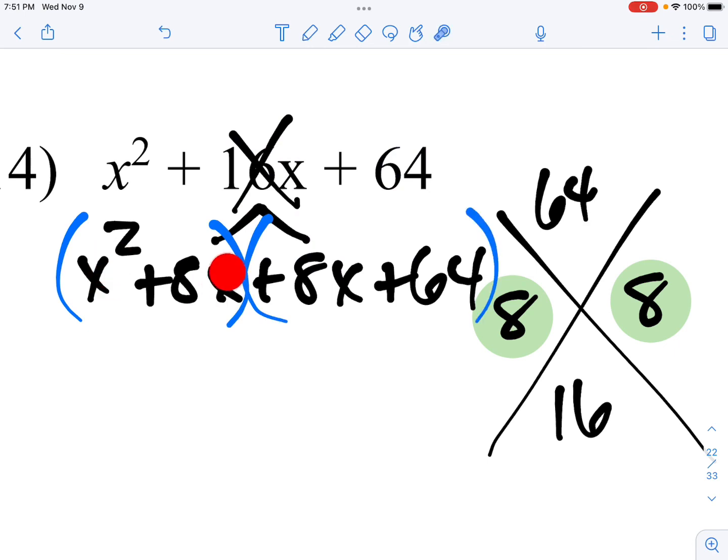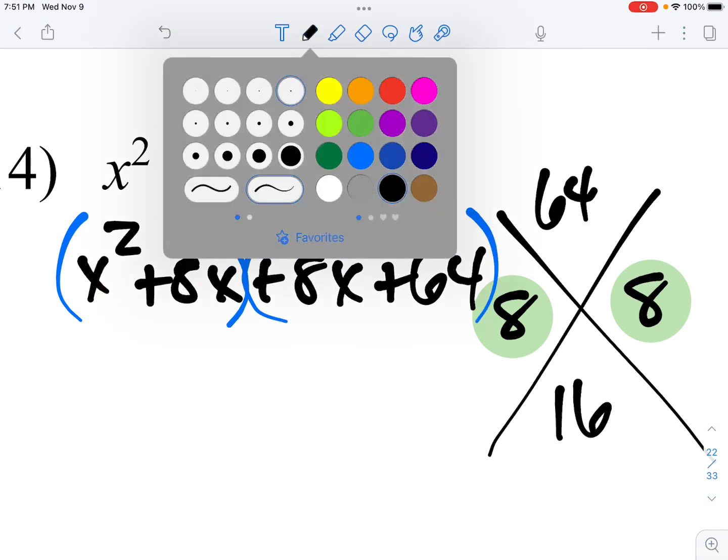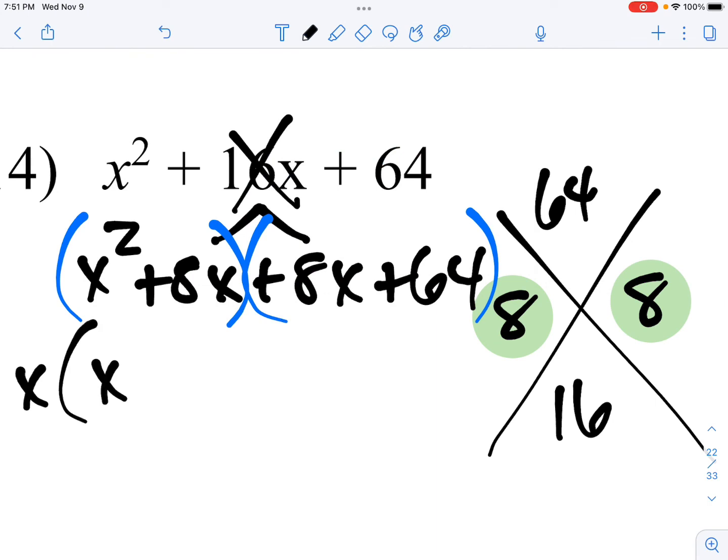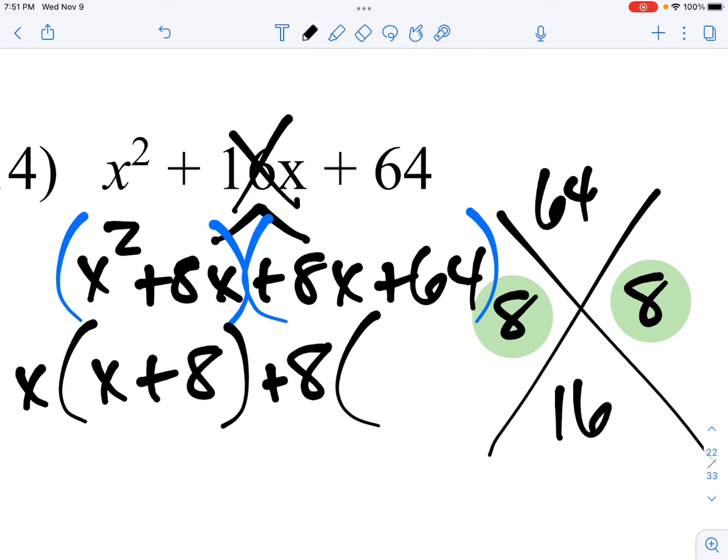Both of these have an x in common, so I'm going to take out the x. I'm left with x plus 8. How did I get that? It was x squared. I got rid of 1x, so there's 1 left. Keep the plus sign. It was 8x. I got rid of the x. The 8 is still there. What number can you divide 8 and 64 by? You can divide by 2. You can divide by 4. There's actually a bigger number. It happens to be 8.